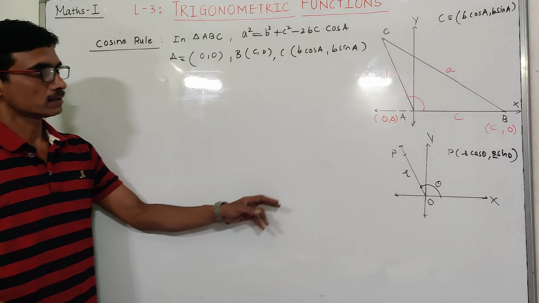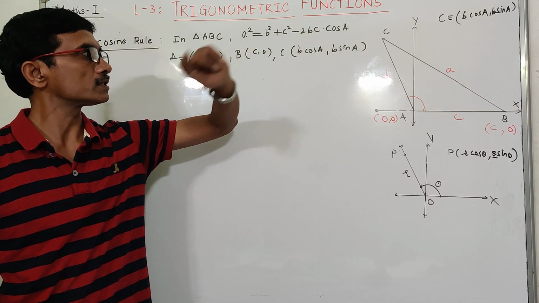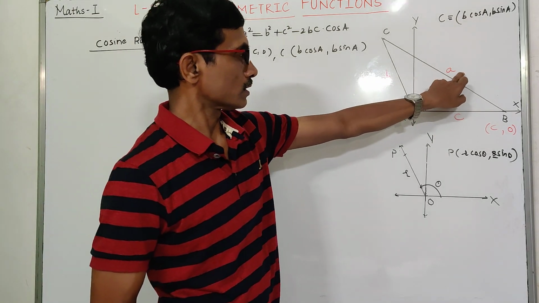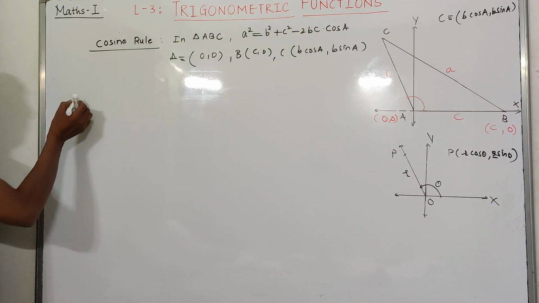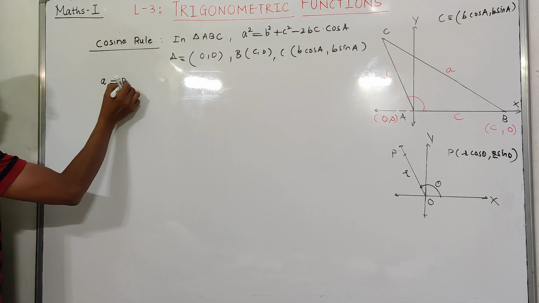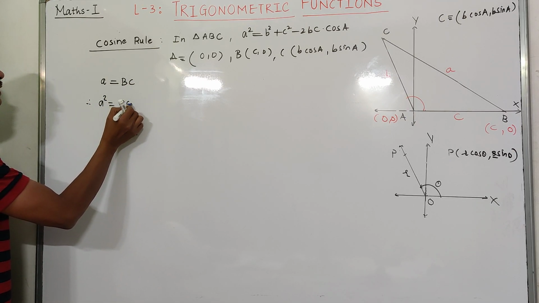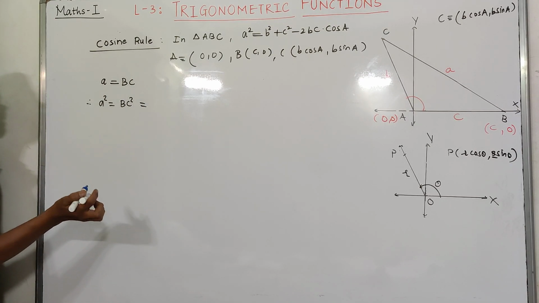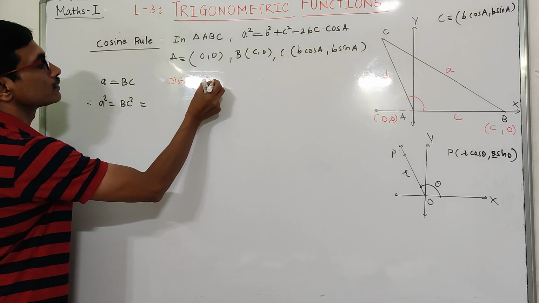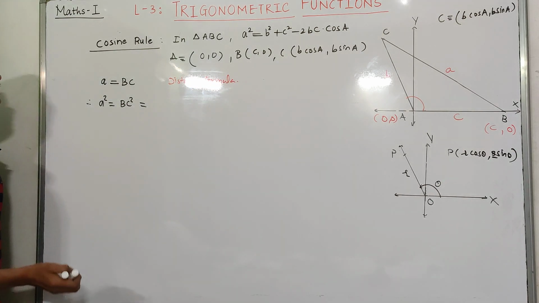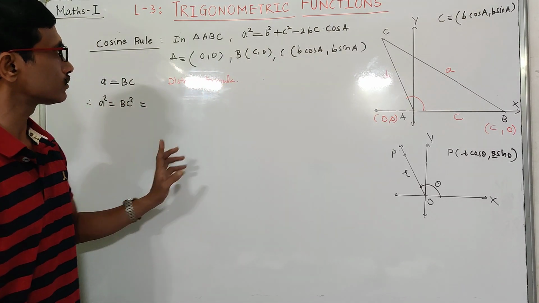We use the distance formula. See, we want to show a square equals b square plus c square minus 2bc cos A. So we use the distance formula. What is BC? It is a. a is equal to BC. So therefore, a square will be equal to BC square. Use the distance formula, x1 minus x2 square plus y1 minus y2 square.